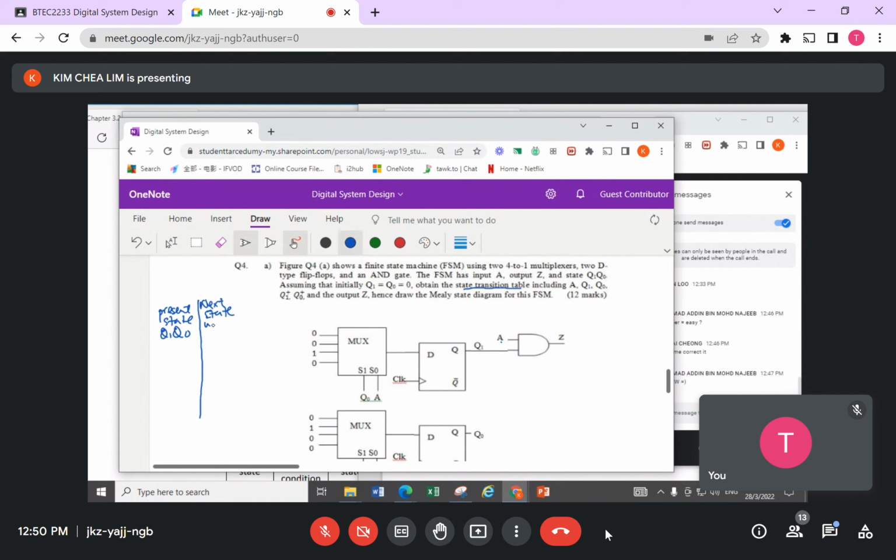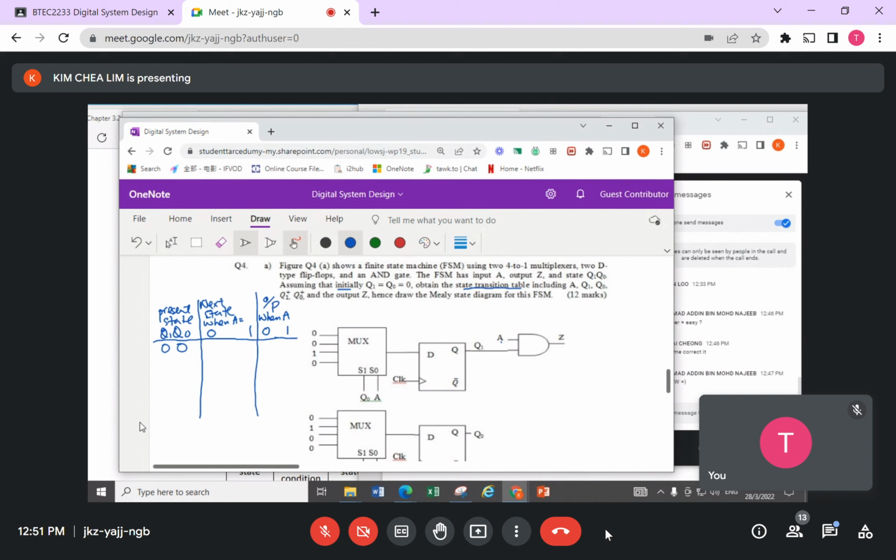Okay, and A equals 0, this one here is a 0, and A here equals 1. Okay, next I'm going to put my output. Then again, of course, A equals 0, A equals 1. So in this case, the question asks me to assume that initially these two are 0, 0. So I go and put 0, 0.